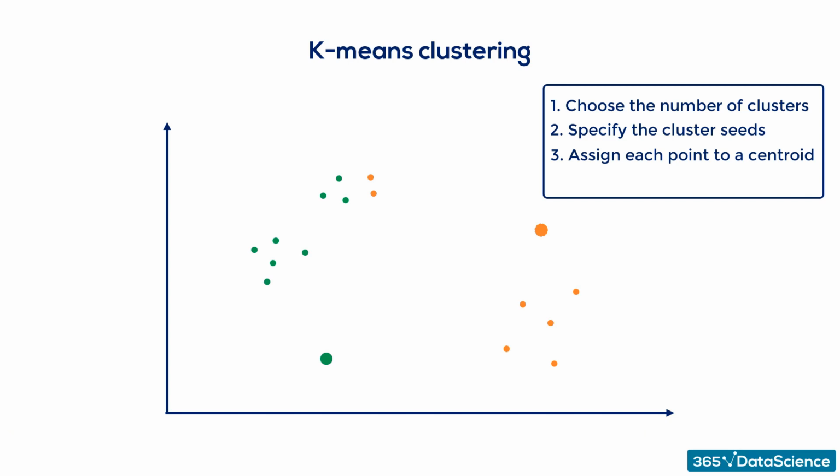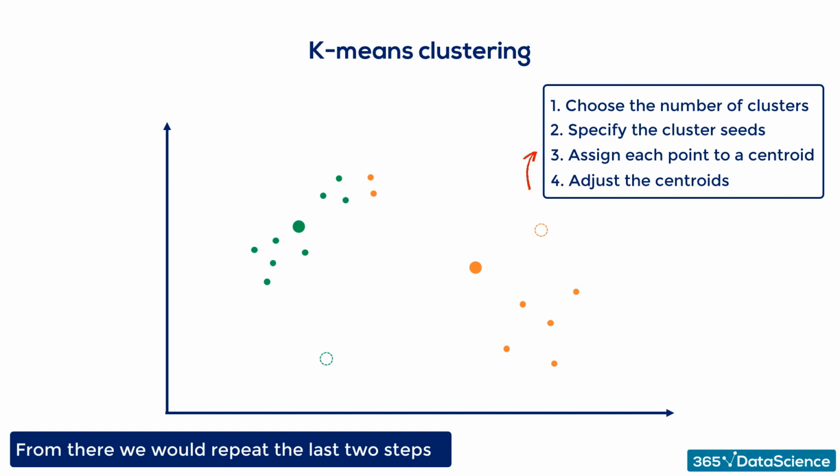Great! The final step is to calculate the centroid of the green points and the orange points. The green seed will move closer to the green points to become their centroid, and the orange will do the same for the orange points. From here, we would repeat the last 2 steps.